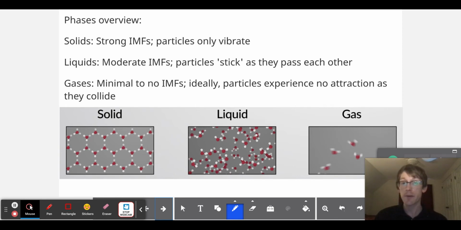Real gases might experience some IMFs, but they're still quite weak. And that's why, because the particles are moving so fast, they don't really stick to each other and then fall into a more condensed phase like a liquid or a solid.